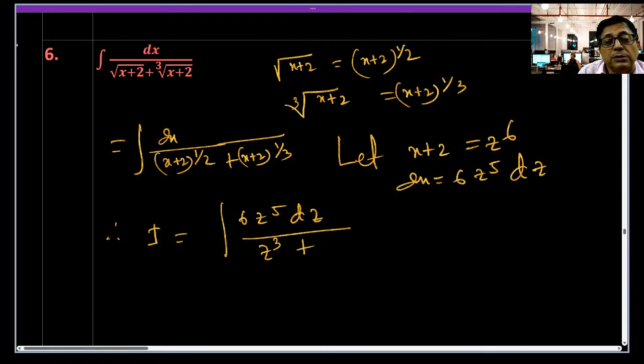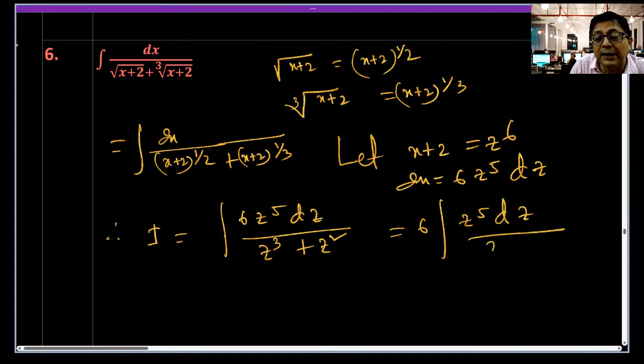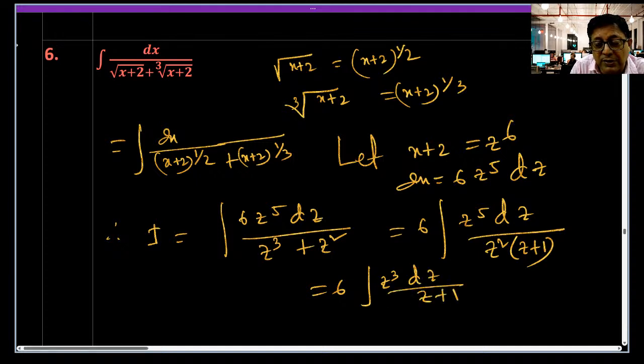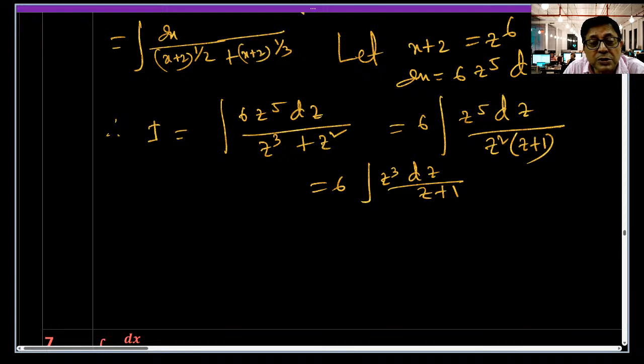So if you make the substitution, z to the power 6 to the power 1/3, this is z square. 6 outside, z to the power 5 dz by z square into z plus 1. So this will be z cube dz by z plus 1. Clear? How to simplify this?